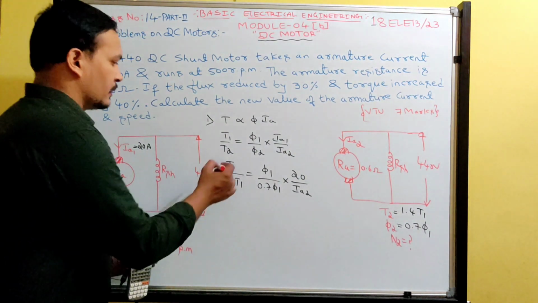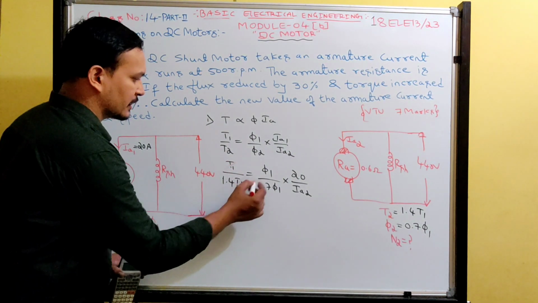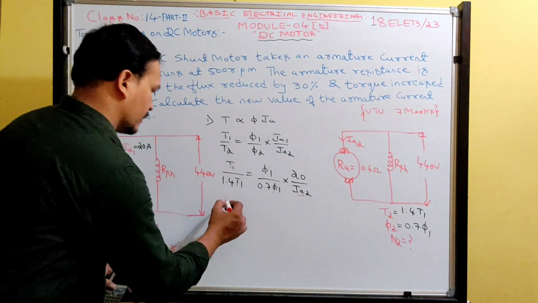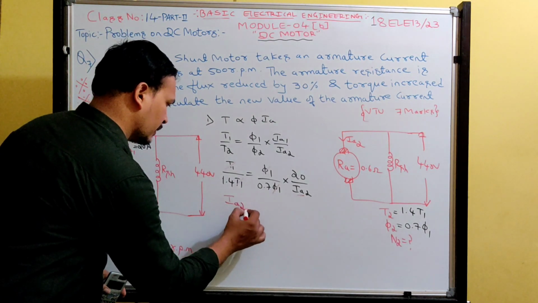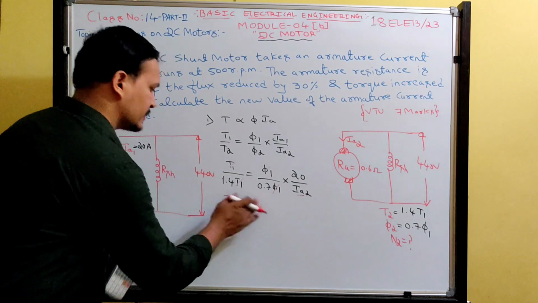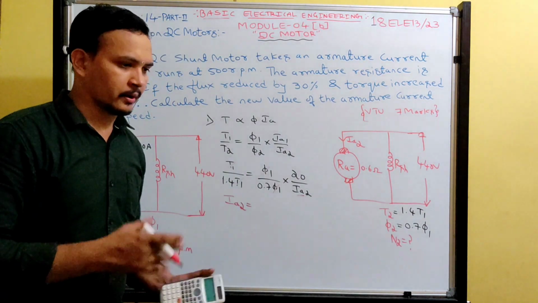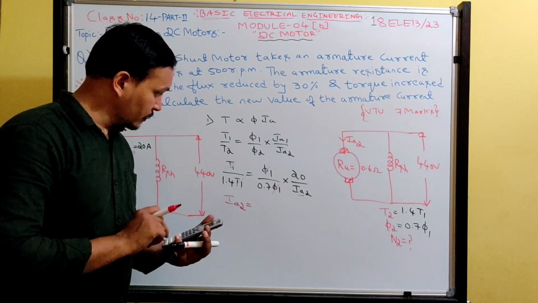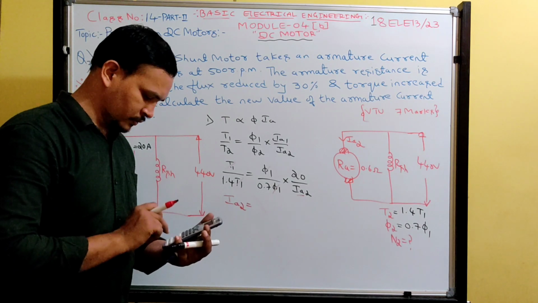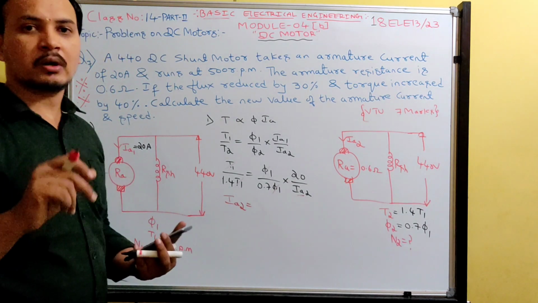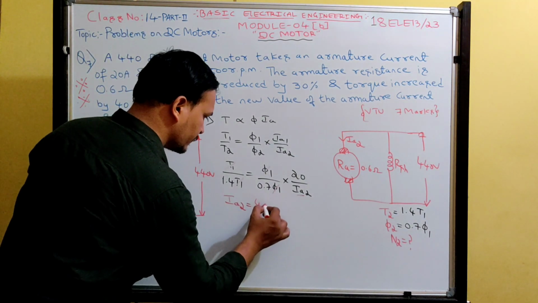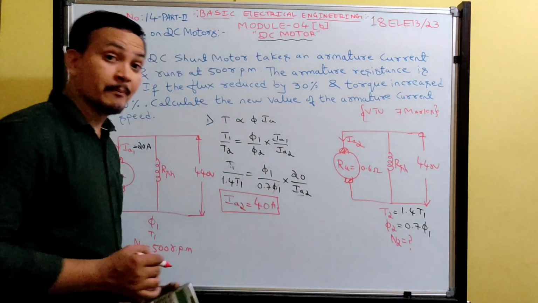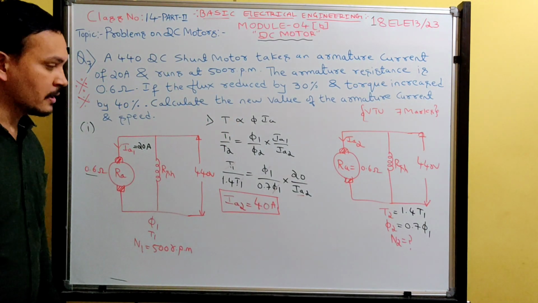So now, take the calculator. This T1 gets cancelled, pi 1 gets cancelled. Now you can easily find this new armature current by solving in the calculator. So 1 divided by 1.4 is equal to 1 by 0.7 into 20 by Ia2. So I am getting 40 ampere of current. I hope you also got the same value of current. So the new armature current is how much? 40 amperes. New armature current is 40 amperes.